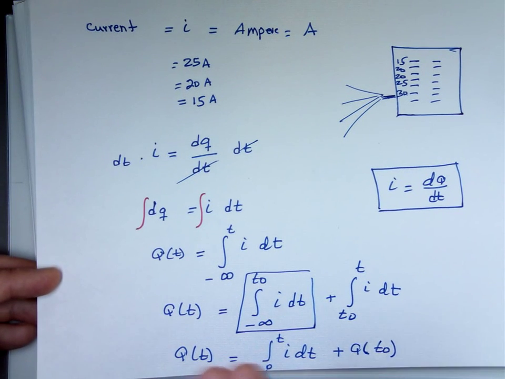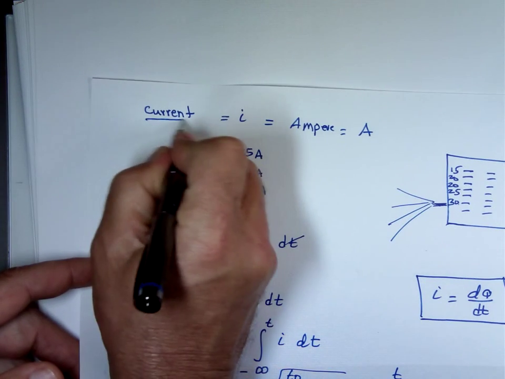Current could be positive, current could be negative. Let's talk about current, because that's what I'm really focusing on. What is a positive current? What is a negative current?